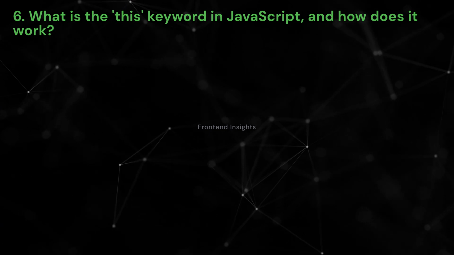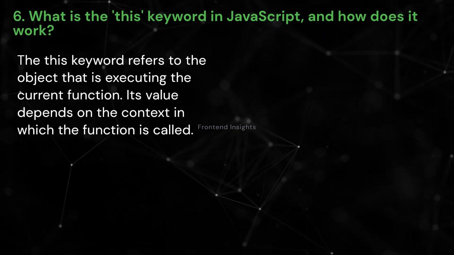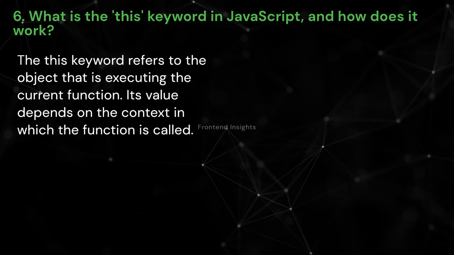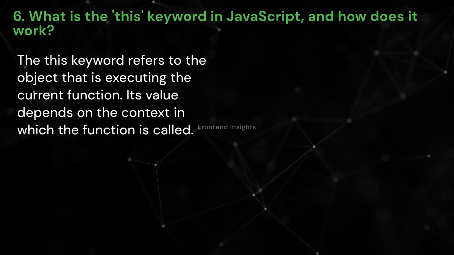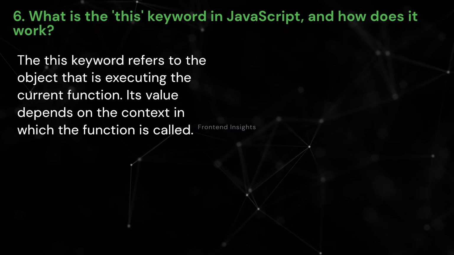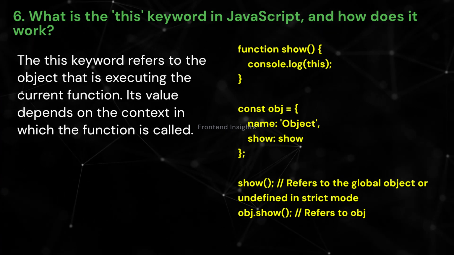What is the this keyword in JavaScript and how does it work? The this keyword refers to the object that is executing the current function. Its value depends on the context in which the function is called. Example of this in different contexts.